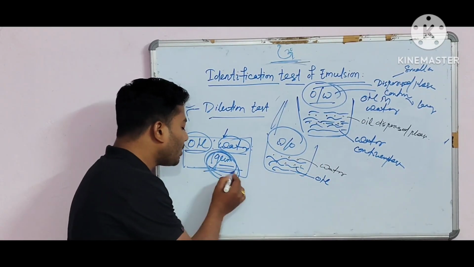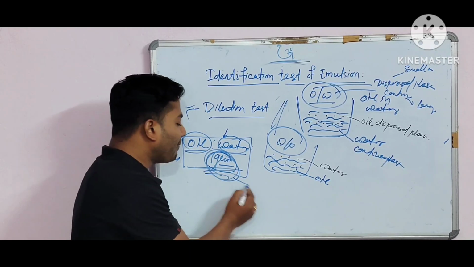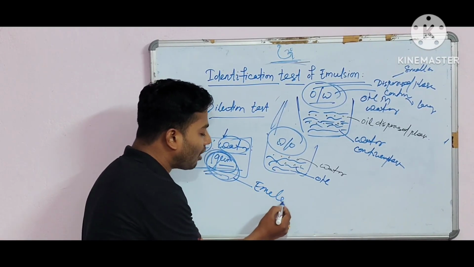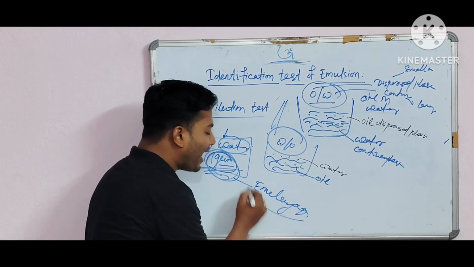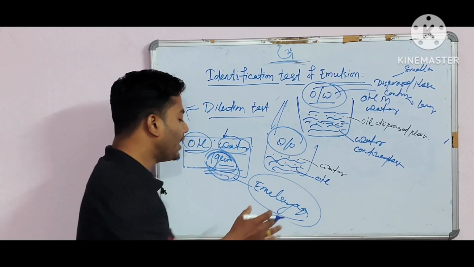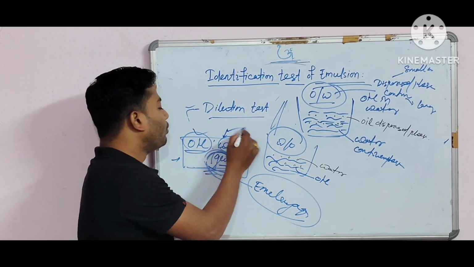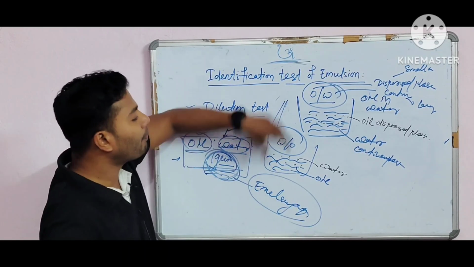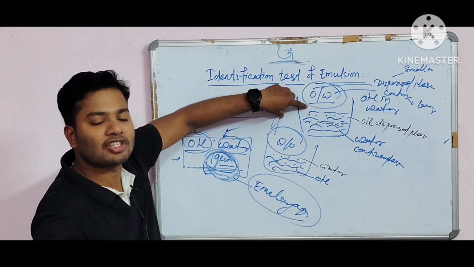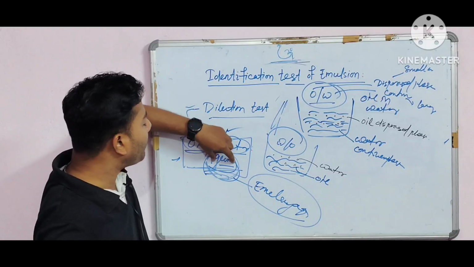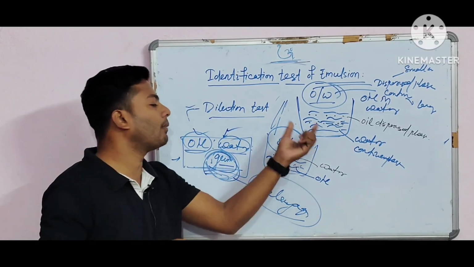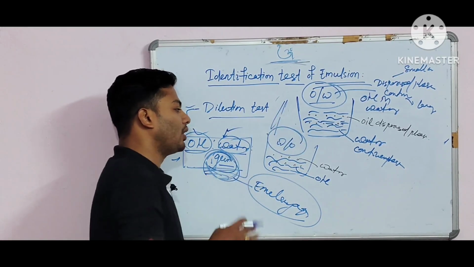So what is the importance of the gum? All of you know gum is an emulsifying agent, and that emulsifying agent is used to mix the two immiscible liquids. So before preparation of any type of emulsion, first you have to calculate how much gum you have to take for the preparation of the emulsion.